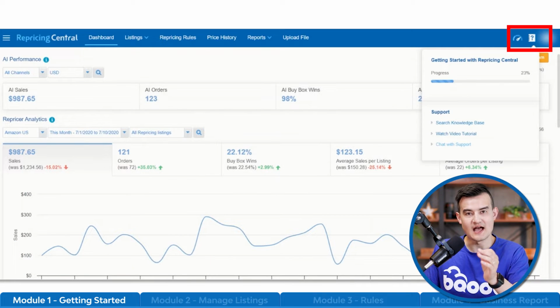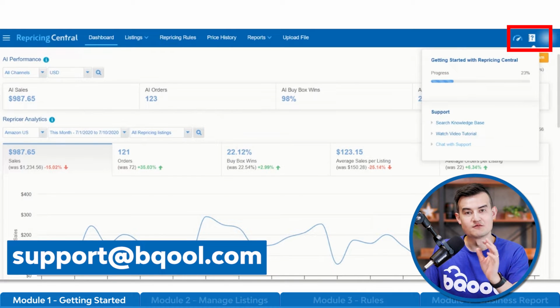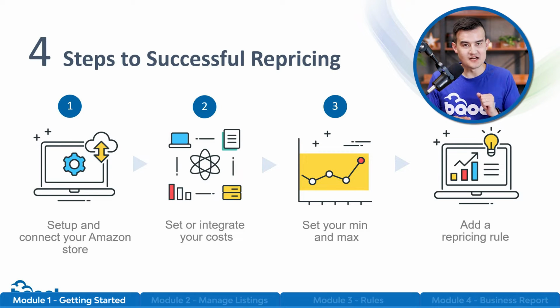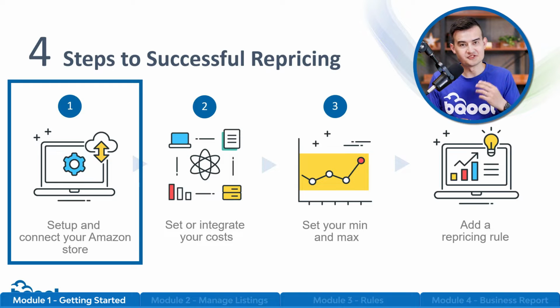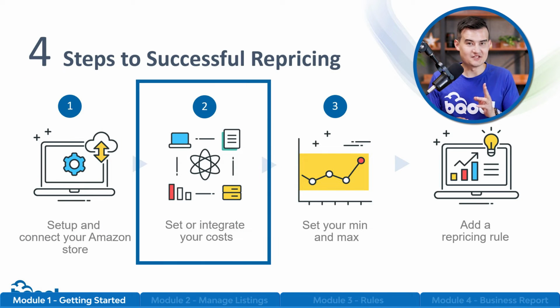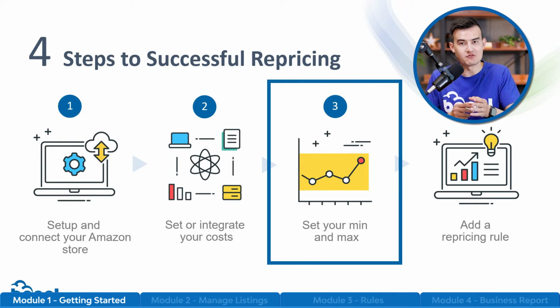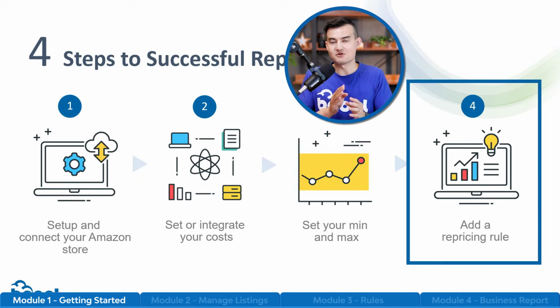And then we also have additional support by email. So you can email us at support@BQool.com for any questions that you have, along with a screenshot, which will really help. So there are 4 steps to successful repricing. The first step is to set up and connect your Amazon store. The second step is to set or integrate your costs. So for example, if I'm selling a Samsung monitor, maybe my cost would be $600 or $700. And then I'm going to go into the software in the third step to set my min price and max price. Finally, I'm going to add a repricing rule, and the system will behave according to the repricing rule within my min and max prices.